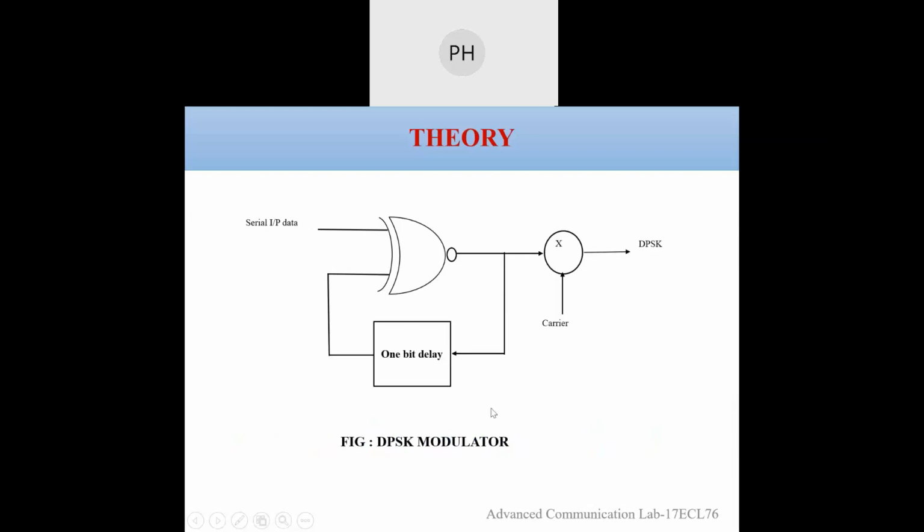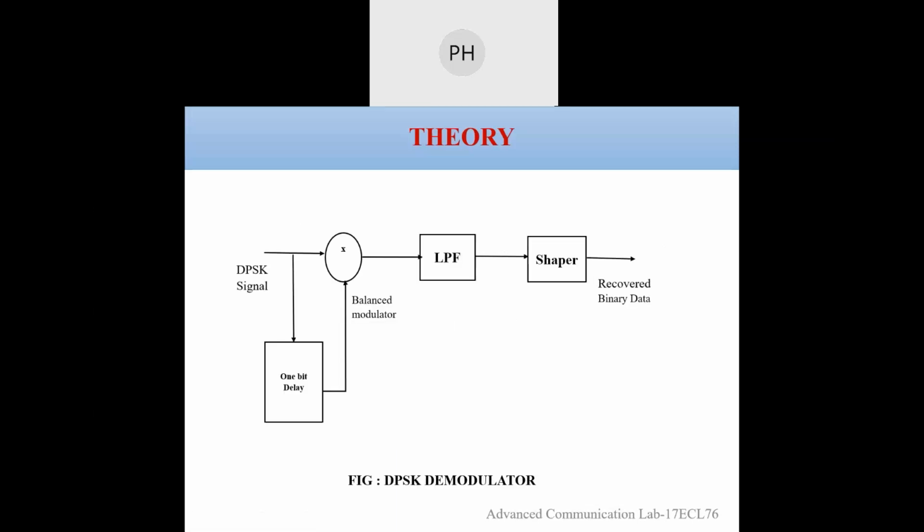This figure shows the DPSK modulator, in which the binary input data is provided to one of the inputs of the XNOR gate, and the other input of the XNOR gate is provided by the binary data with 1 bit delay. The output of the XNOR gate is provided to the balanced modulator, in which the carrier signal is provided in order to obtain the DPSK signal.